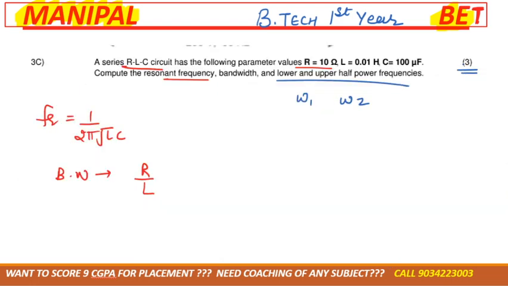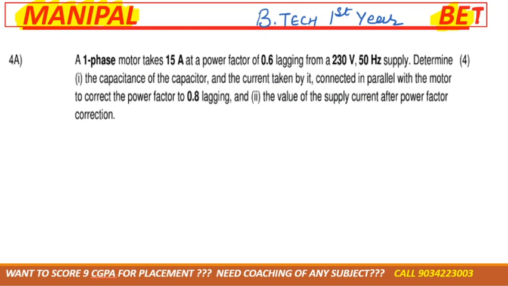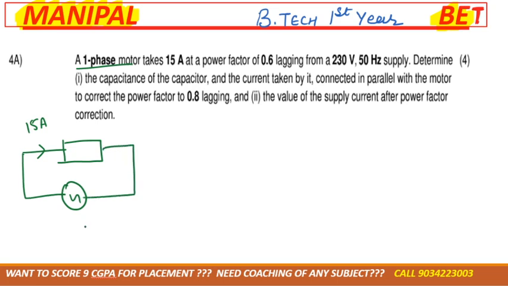It just took me hardly 5 minutes, right? So from the triangle we can get... See, in this case, they said a single phase motor means load. It takes a 15 ampere current. Supply is given, that is 230 volt, 50 hertz. Now they said power factor is 0.6, so cos phi for this case must be 0.6.